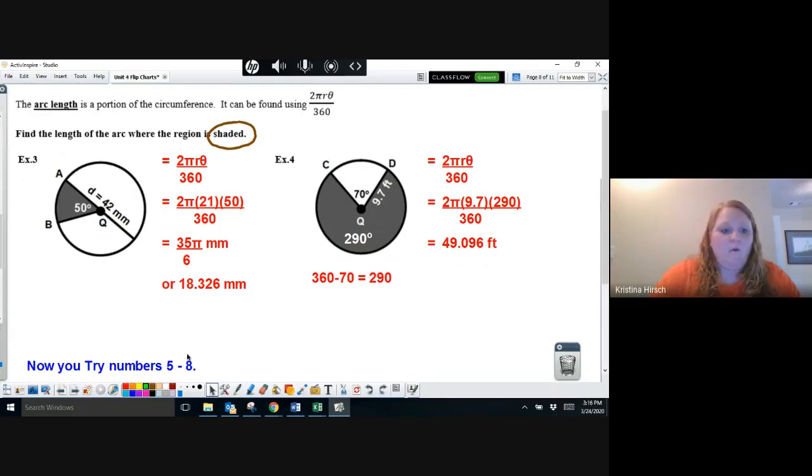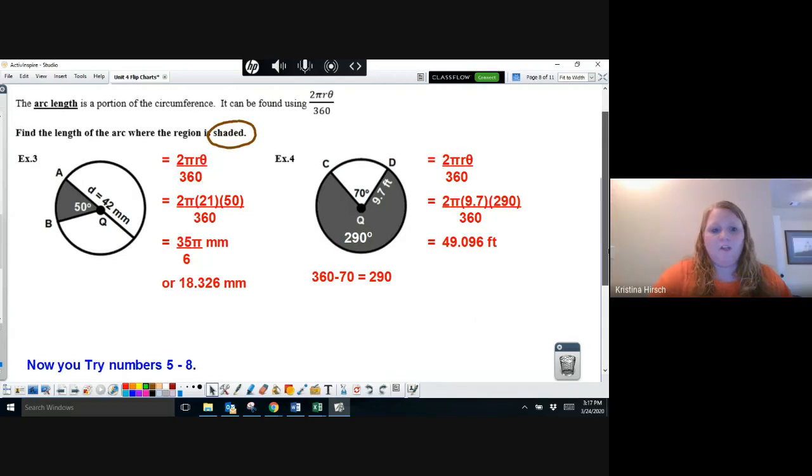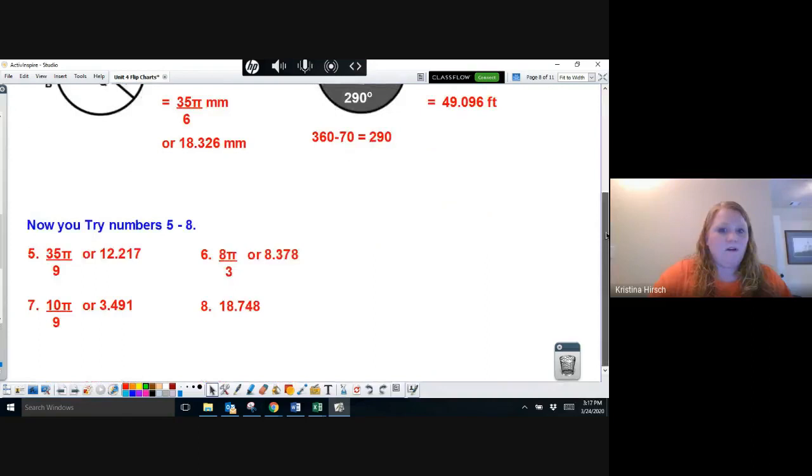So now I want you to hit pause and try 5 through 8 at the bottom of your paper. You should be at the bottom of page 6, trying numbers 5 through 8. If you want to check your answers, these are the answers you should have gotten. I didn't put the units of measure there, but you should have enough information to check your work.